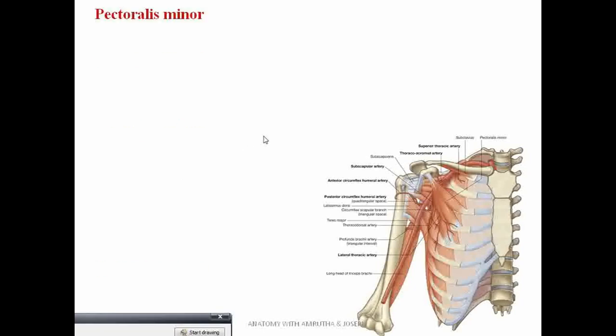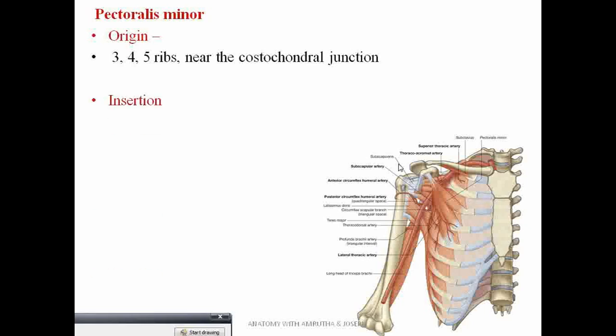Let's see the next muscle, pectoralis minor. Pectoralis minor originates from the 3rd, 4th, and 5th ribs near the costochondral junction. The costochondral junction is the junction between the ribs and the costal cartilage. Insertion is to the medial border and upper surface of the coracoid process.